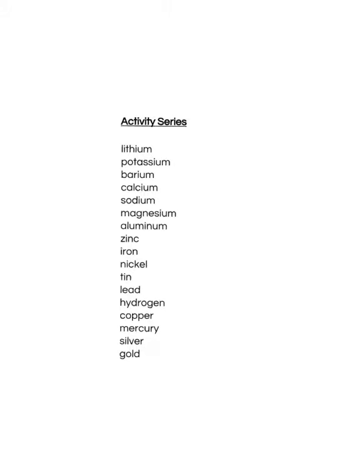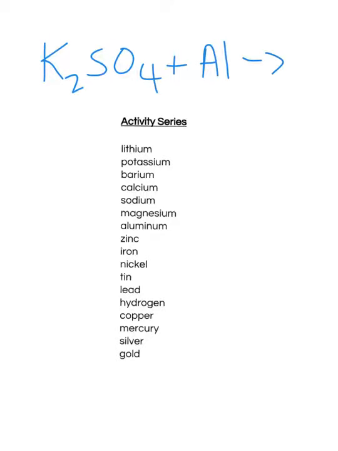All right, so the first thing I noticed when I looked at this reaction, let me write it out again. I had K2SO4 reacting with aluminum. And so I noticed that I have an element and I also have a compound. So that's a single displacement reaction. So that's what brought me to want to take a look at my activity series to make sure that this is a reaction that can actually happen.